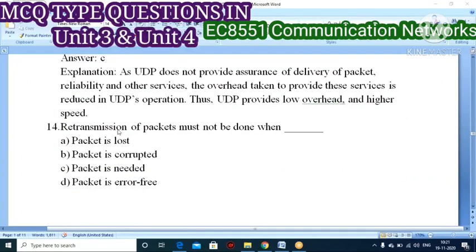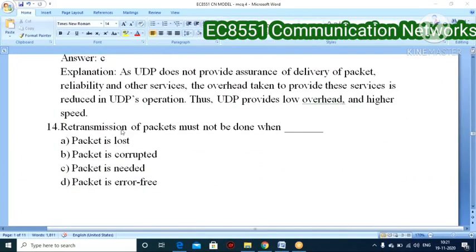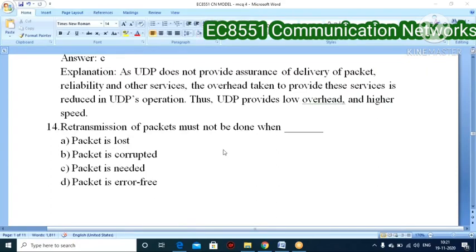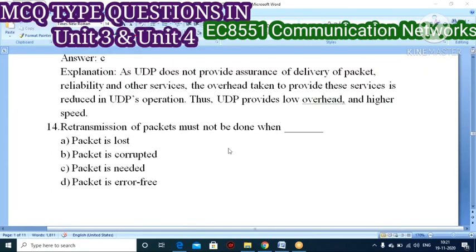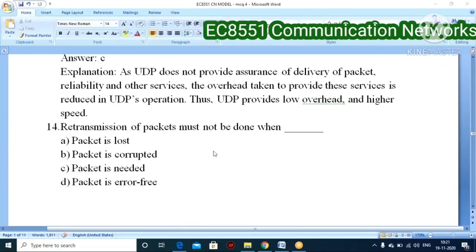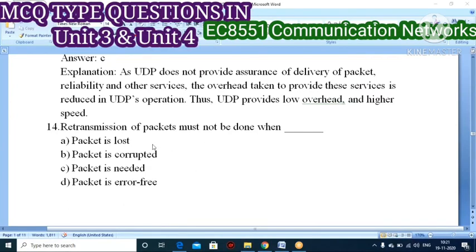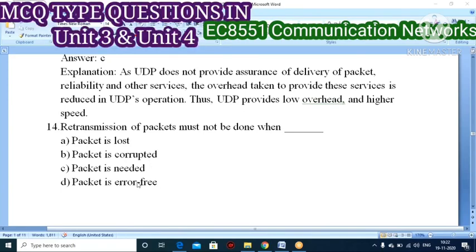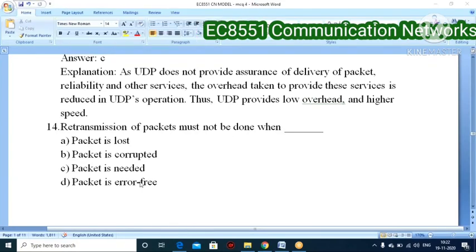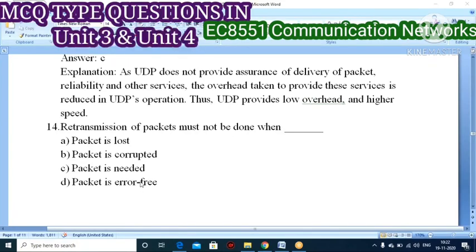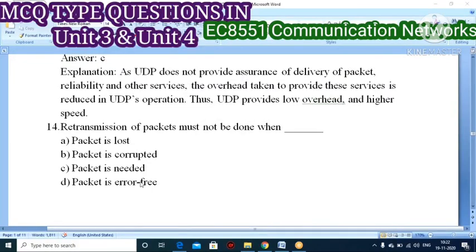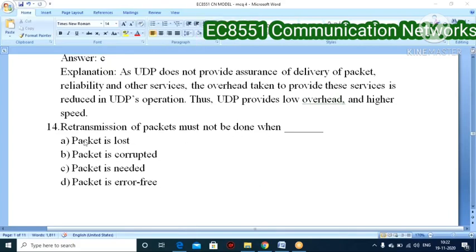So next question: retransmission of packet must not be done when dash. I hope you are able to answer this question. Retransmission of packet must not be done. Packet is lost, packet is corrupted, packet is needed, packet is error free. Packet is error free, sir. Packet is error free. Yeah, very good.